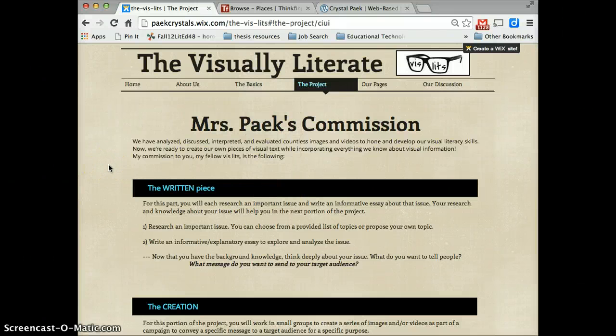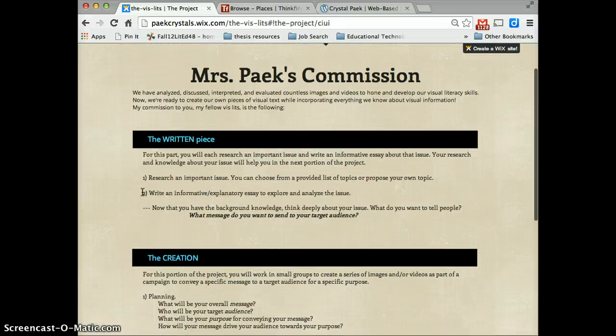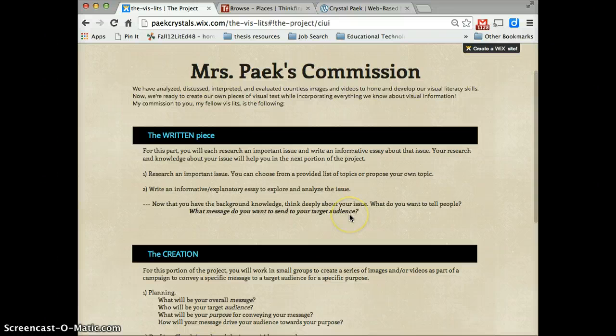This links directly to my last two objectives when I proposed this project, which was to write a persuasive piece around a current issue. That's the written part of the project, and I actually changed it to informative writing. I realized that writing a persuasive piece is a little bit outdated, especially with the new Common Core standards. So I changed it to informative writing, and I think that's better because this way students can research and bring important information about their issue so that they have enough background knowledge, and then after they have the background knowledge, they can really decide upon what message they want to send to their target audience.